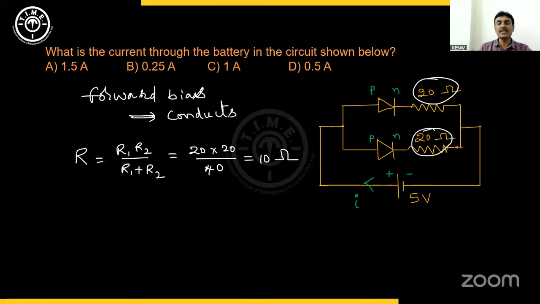Once you know the resistance, the applied EMF is given here, 5 volt. Then what is the current? I is E by R. E is 5 volt by resistance 10, which is 0.5 ampere. So 0.5 ampere is here in option D. Okay.